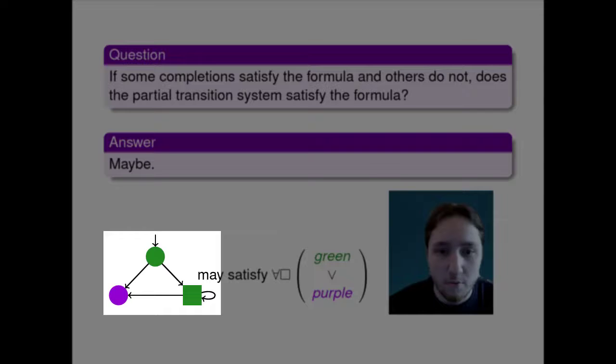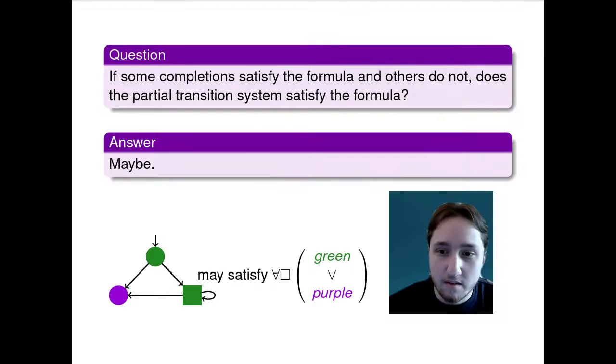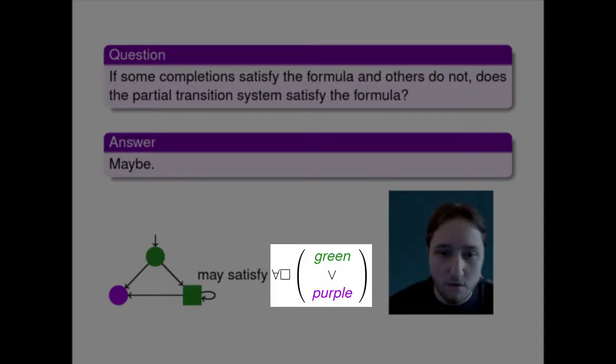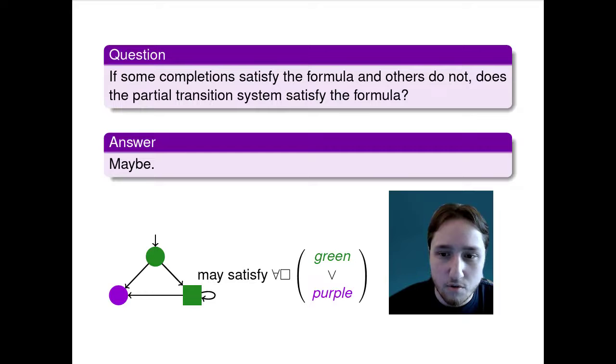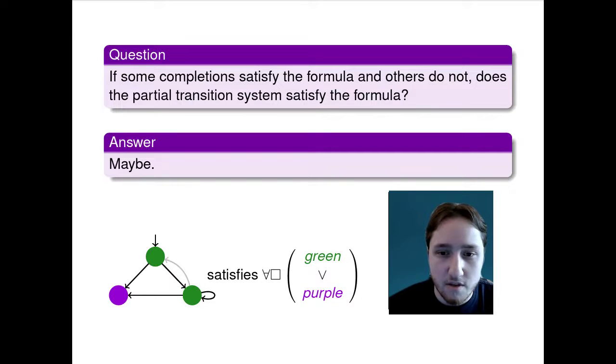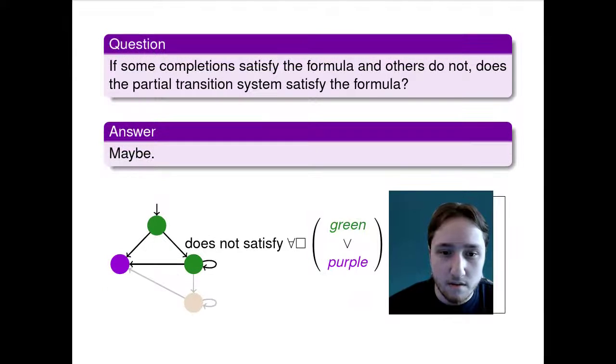For example, this partial transition system may satisfy this formula. The formula expresses that all states reachable from the initial state are green or purple. This is a completion that satisfies the formula since all states are green or purple. And this one does not satisfy the formula since a brown state can be reached from the initial state.